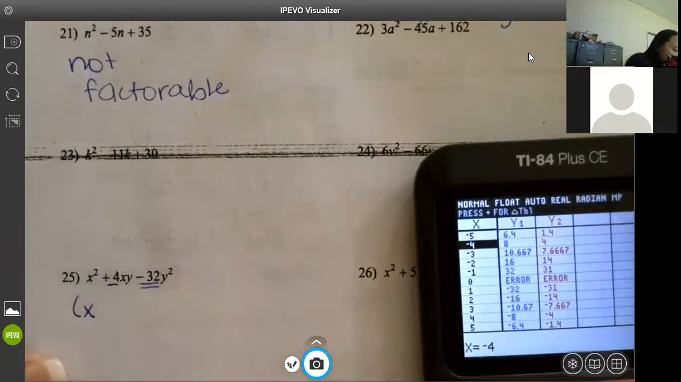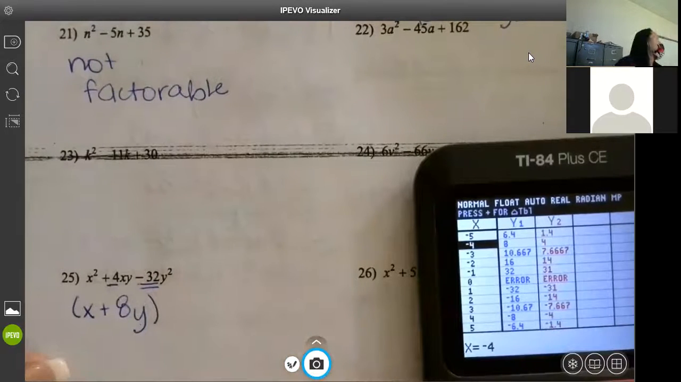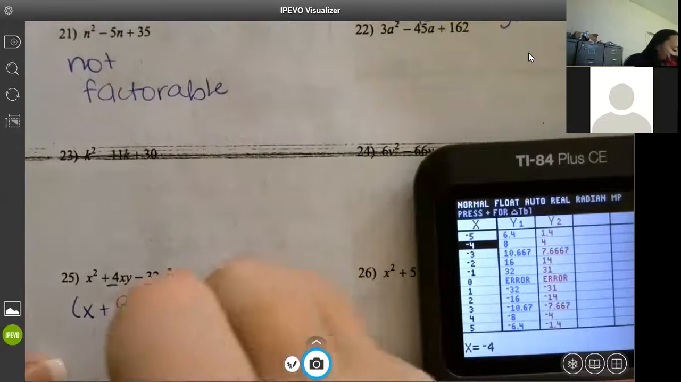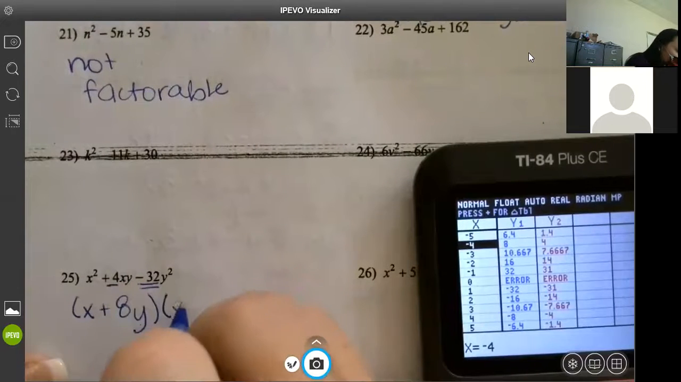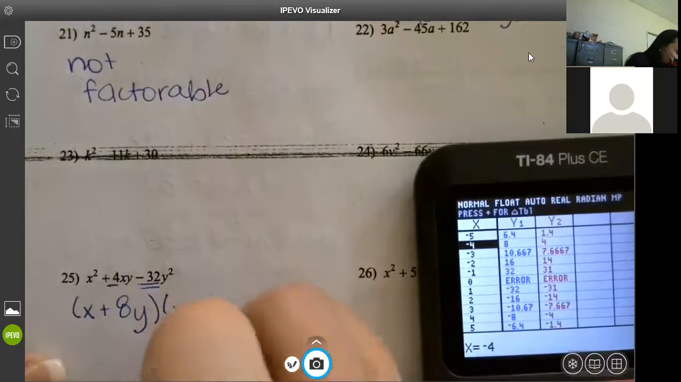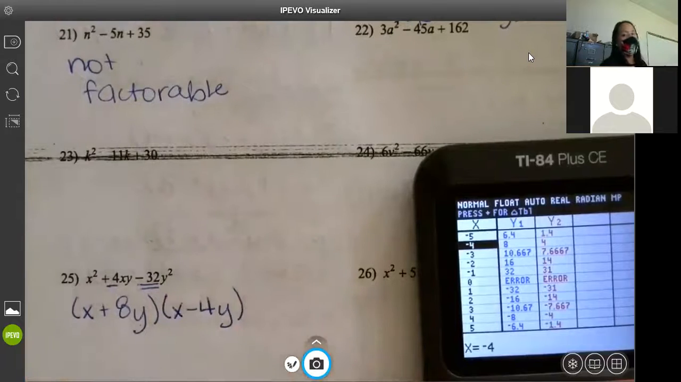We had an x in front and a +8, a y in the back. That's it. We have an x in front, and the other factor was a -4 and a y in the back. Don't treat it any different. We just add the y to the end.